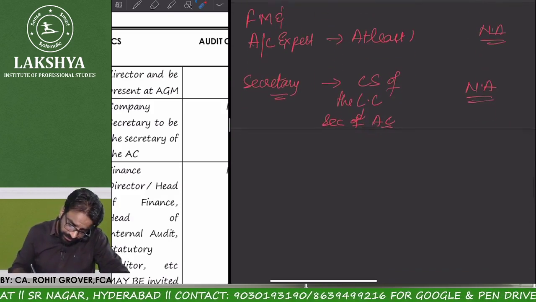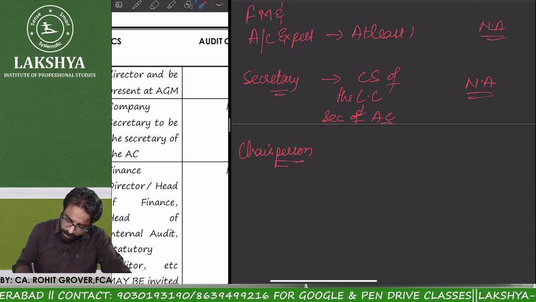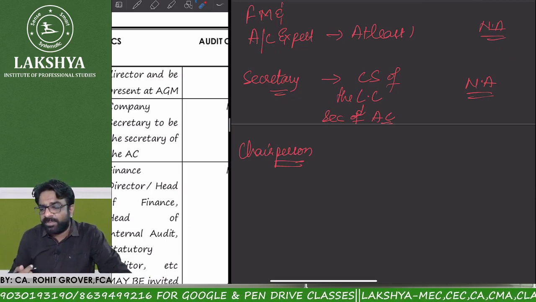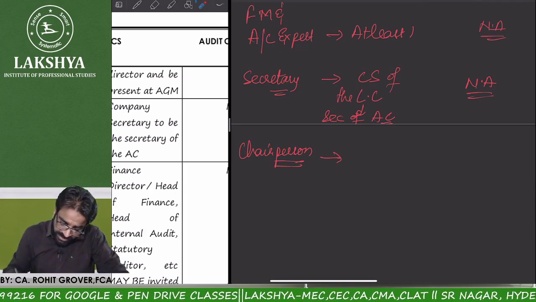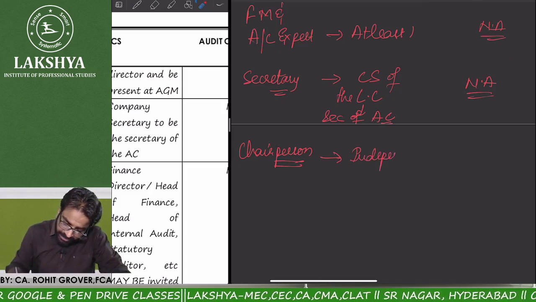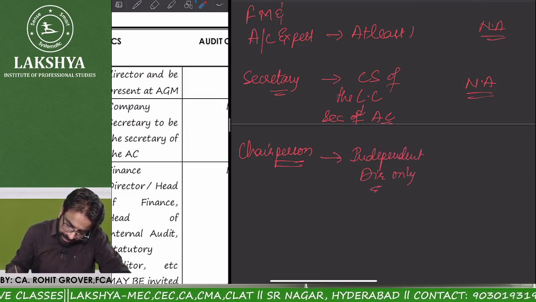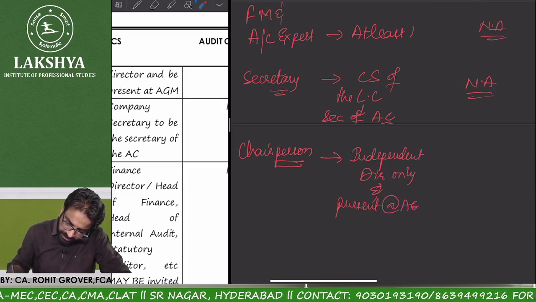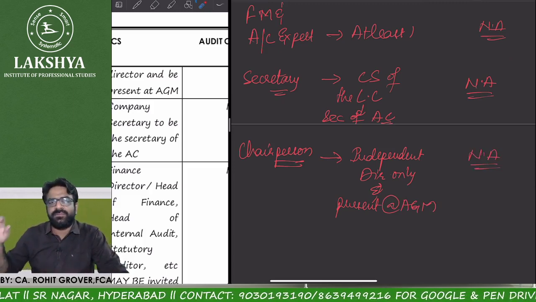Who is going to chair? Who is going to be the chairperson of the audit committee as per LODR? The person who is going to chair is known as an independent director only, and he must be present at the AGM, but there is no requirement in case of this thing.